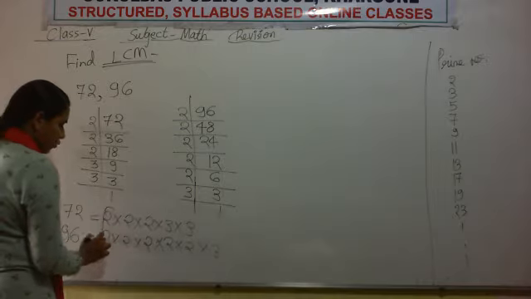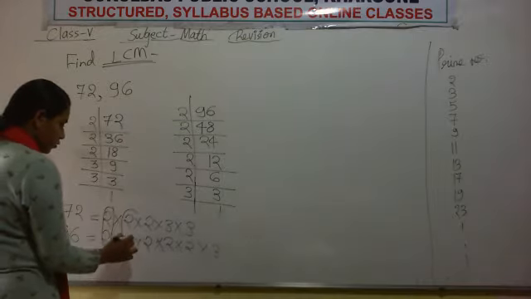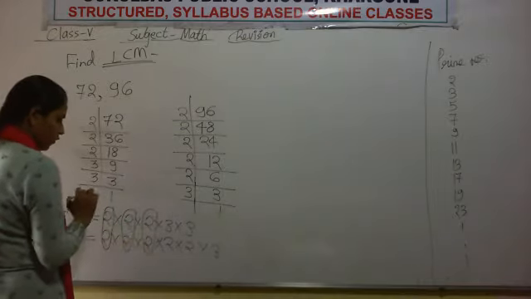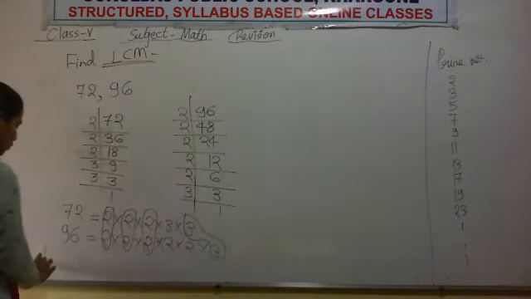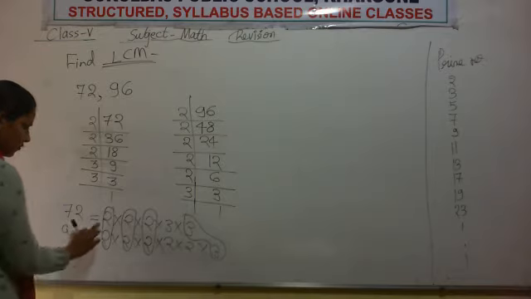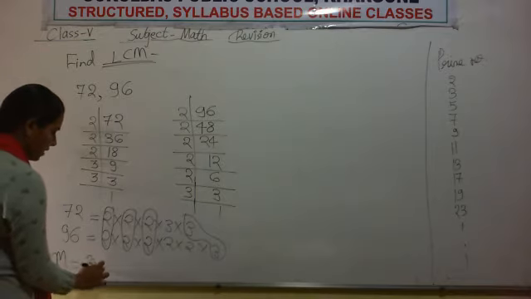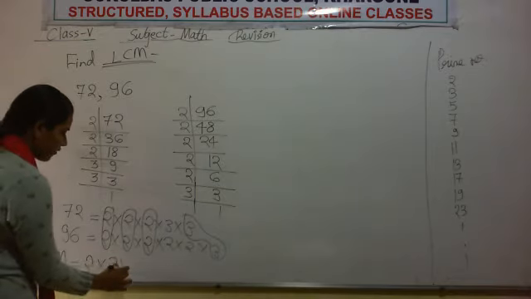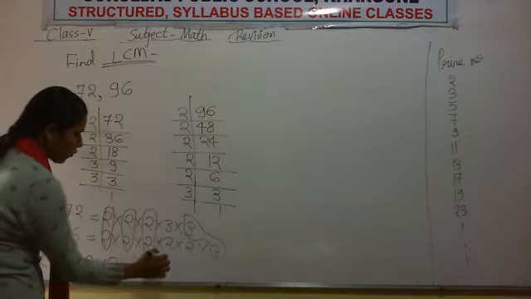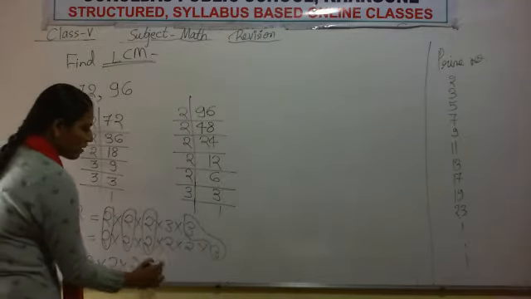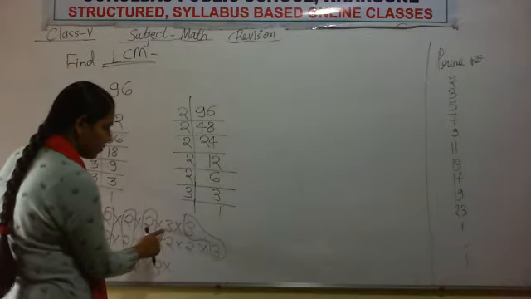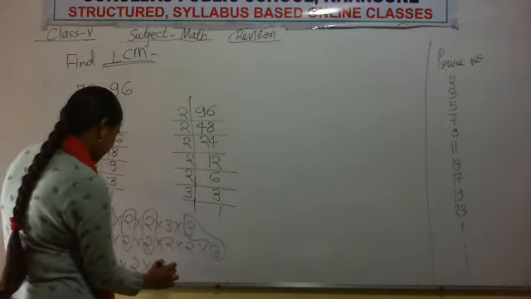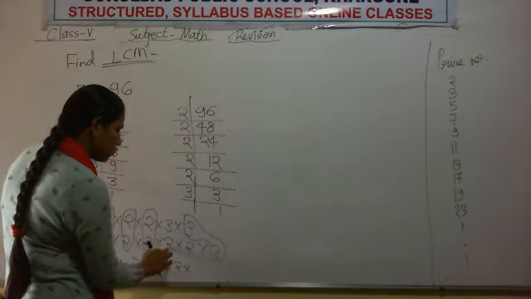Now let us make the groups. 1 group, 2 group, 3 group and 4 group. Okay. So LCM will be these 4 groups. First group is having 2, second group having 2, third group having 2, fourth group is having 3. Now multiply with the remaining ones. What are the remaining factors? 3 and this 2 and this 2.